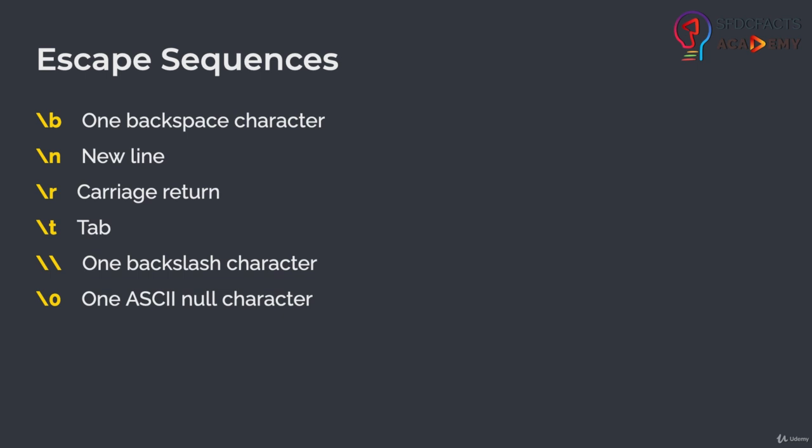Or if you would like to use a backslash character in your string, then you would have to escape this one as well with a backslash character. So in this case, you would be using 2 backslash characters. You could also use \0 for a null character. So you can use any of these escape sequences in your string wherever you need them. Now let's go back to our developer console and we'll see a short example of this.